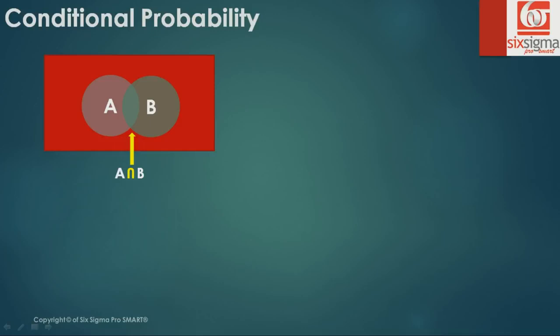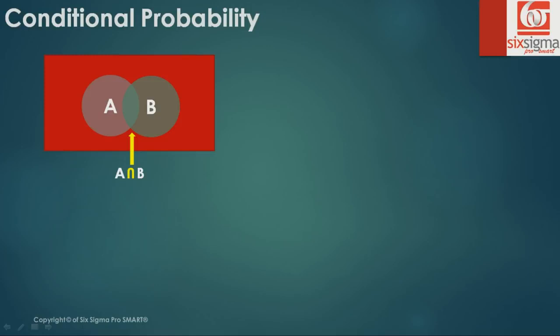Bayes' theorem is nothing but an application of conditional probability. This red rectangular space is known as the sample space. It is nothing but a collection of all possible outcomes of an experiment. And let there be events A and B. These are not disjoint events, they are overlapping.